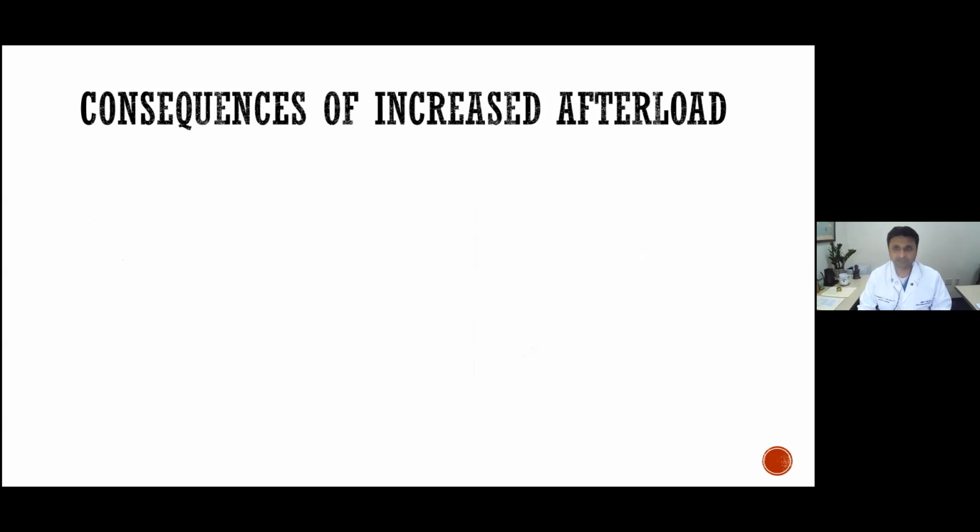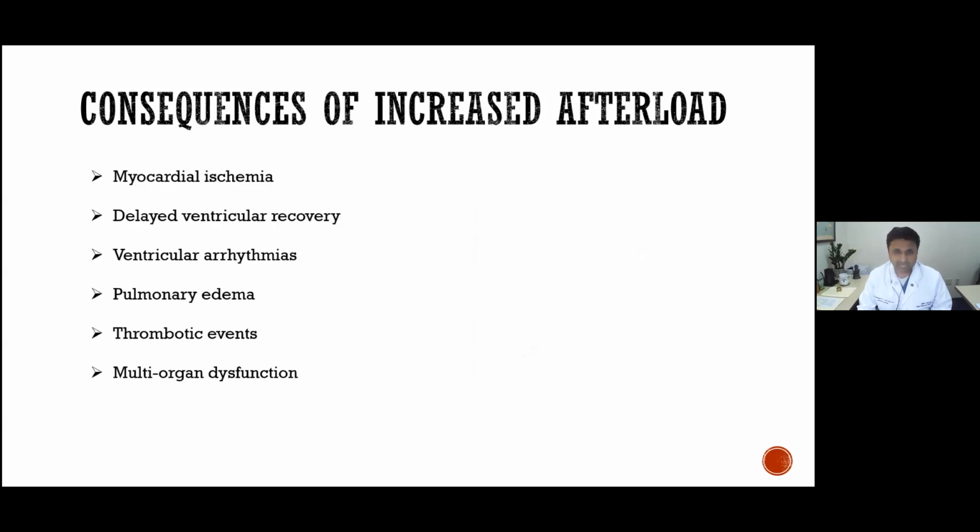So now we know that VA ECMO increases your LV afterload, and that causes hemodynamic consequences. But what are the clinical consequences of an increased afterload, especially as it pertains to an ailing myocardium? They are not limited, but definitely include myocardial ischemia, delayed ventricular recovery, ventricular arrhythmias that may result from the over-distension of the LV, pulmonary edema that results from increased filling pressures on the left side, decreased aortic valve opening, and hence decreased emptying of the LV can then cause thrombotic events both in the aortic root as well as in the LV itself, and ultimately progression of the cardiac failure to multi-organ dysfunction that results when all of these happen in a sequential fashion.